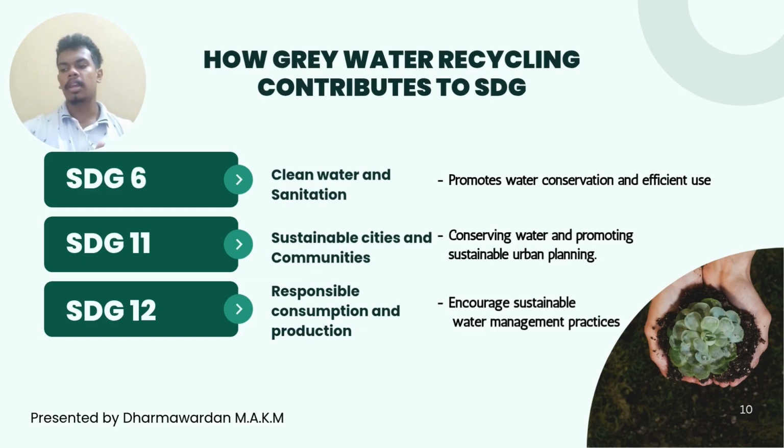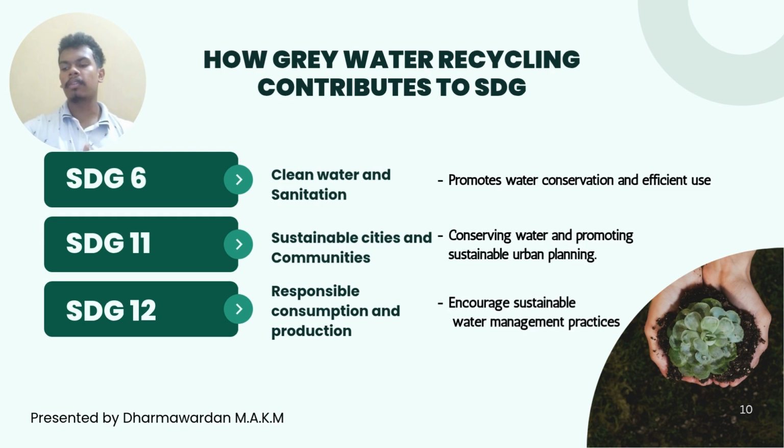SDG 11 focuses on making cities safe, resilient, and sustainable. Some of the effects are reduced pressure on urban water systems, which can lower treatment loads by between 25 to 35%, supporting cities to delay costly water plant expansion by up to 10 years.